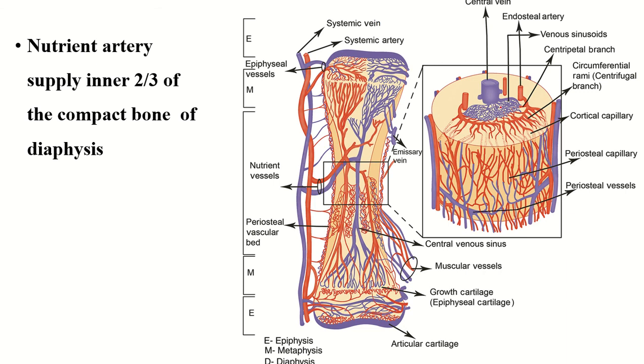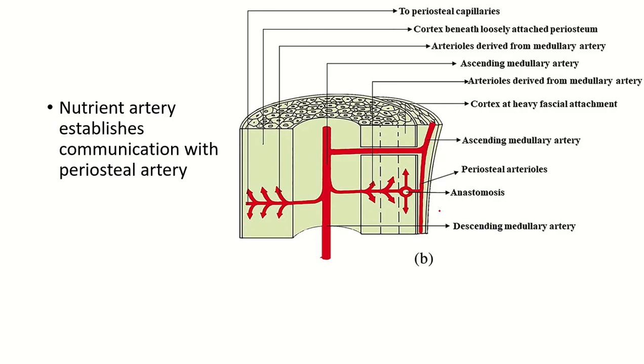After entering the medullary cavity, the nutrient artery gives some radial branches, and from these radial branches the centripetal branch and centrifugal branch arise. These branches pass through the Volkmann's canal and give longitudinal branches which occupy the Haversian canal, and ultimately these branches anastomose with the periosteal artery.